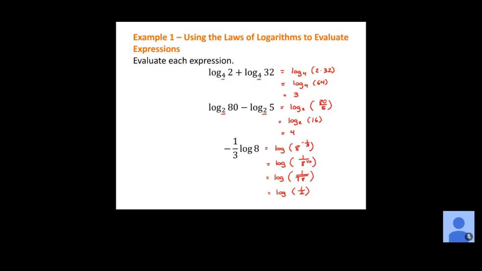Now remember, with a log like this, the base is understood to be 10 because this is a common logarithm. There's nothing I can raise 10 to that gives me 1/2, so I'm going to have to just use my calculator here to get a decimal approximation for this one. We're just going to put log of 1/2 in there, and if we do that, that should give us approximately negative 0.301.